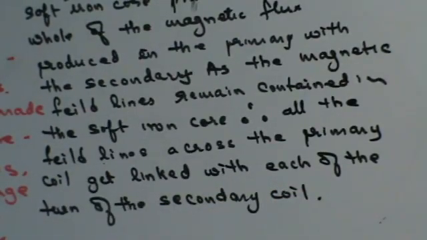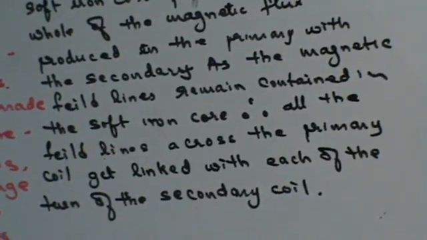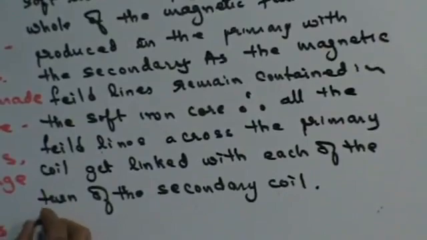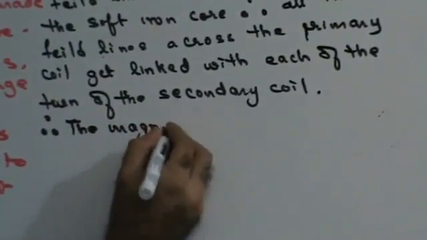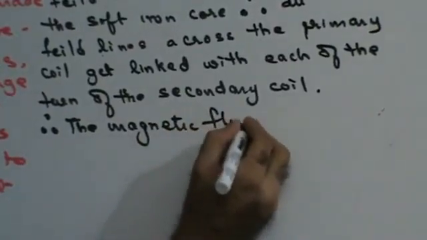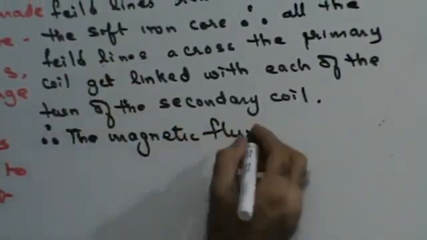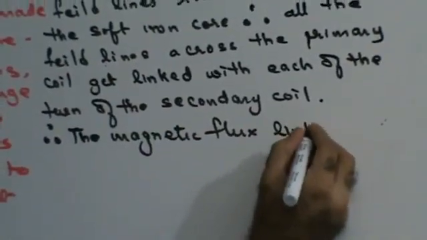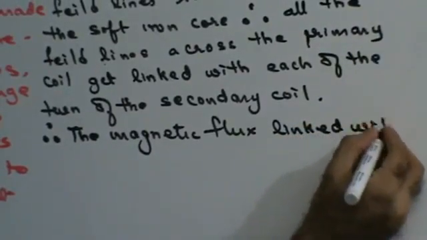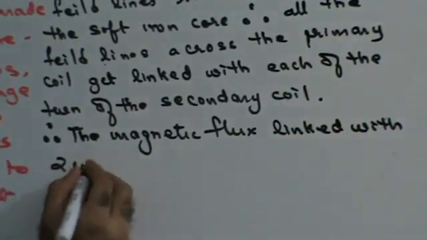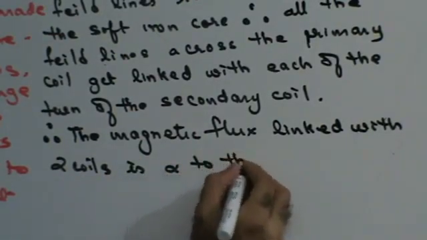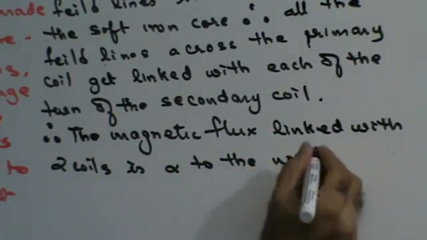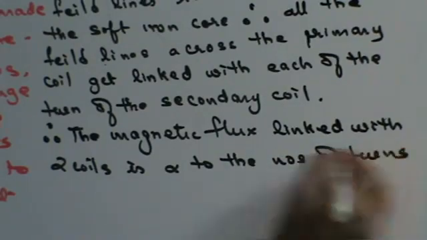Right? Therefore, we can say that the magnetic flux linked with the two coils is directly proportional to the number of turns. Right?